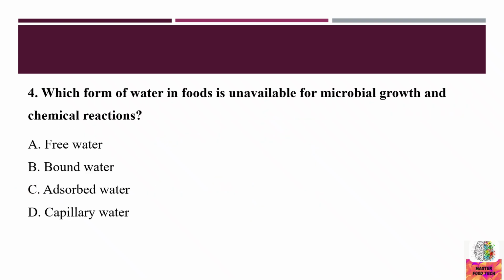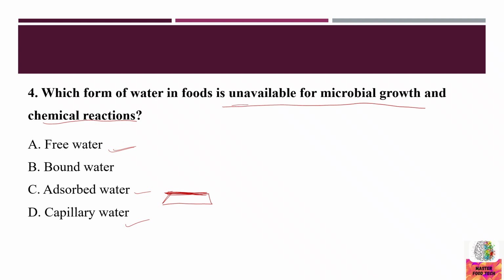Moving into the next question. Which form of water in foods is unavailable for microbial growth and chemical reaction? Here there are all the types of water. Free water is easily available for reaction. Adsorbed water is a surface phenomenon, adsorbed on the food at the top layer. Next is capillary water.